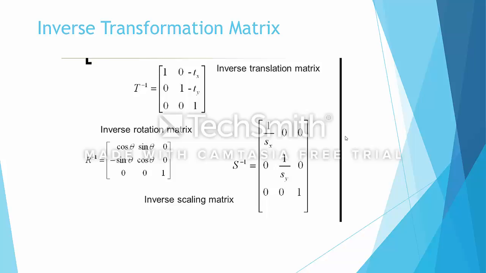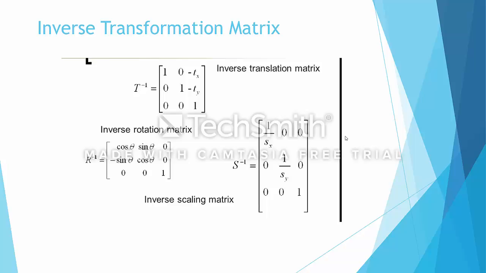Inverse transformation matrix. The inverse transformation is found by taking the inverse of the transformation matrix. Therefore, if a transformation matrix T maps the points of one coordinate system, then T inverse, that is the inverse transformation, maps the points from the coordinate systems in a reverse fashion, that is from the second to the first.